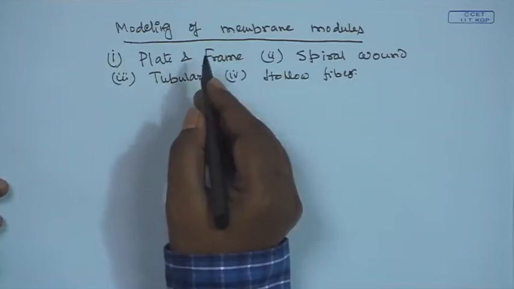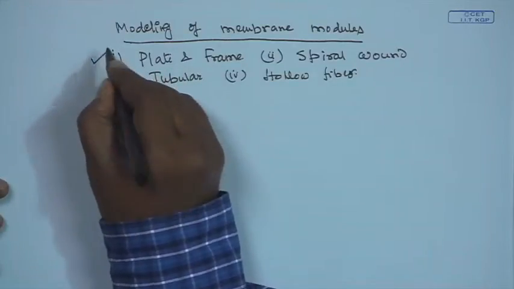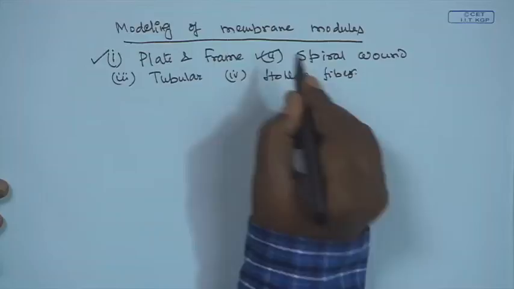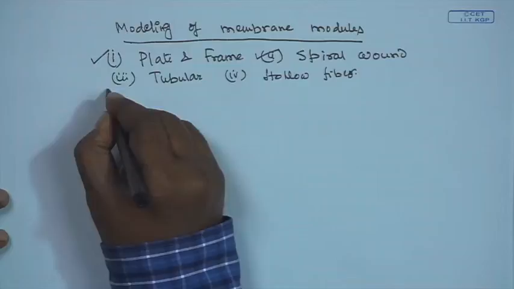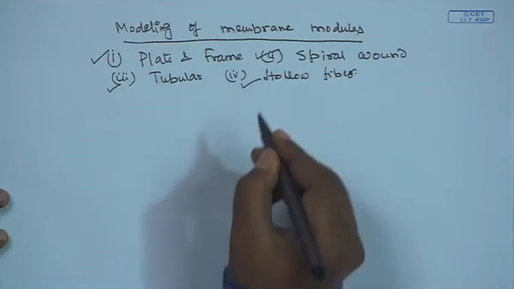Now, two types of analysis are required in order to design these modules: one is the flow through a rectangular channel and the other is the flow through a tube. Flow through a rectangular channel closely resembles case 1, the plate and frame, and case 2, the spiral wound module. That means if you open up the spiral wound module, it will be like a flow over a flat sheet. The flow through a tube resembles the tubular module and the hollow fiber module.